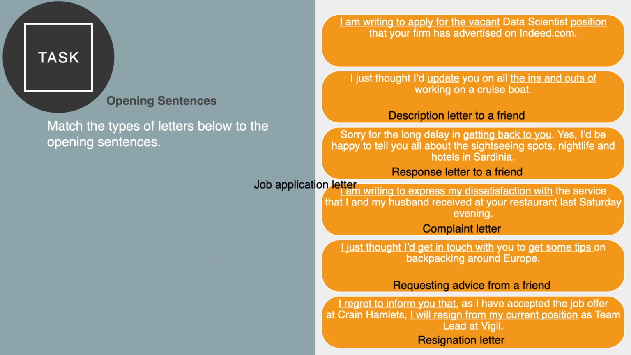And the last one, job application letter. I'm writing to apply for, and you can add a job or position in that place. And instead of position, you could also write job or role.